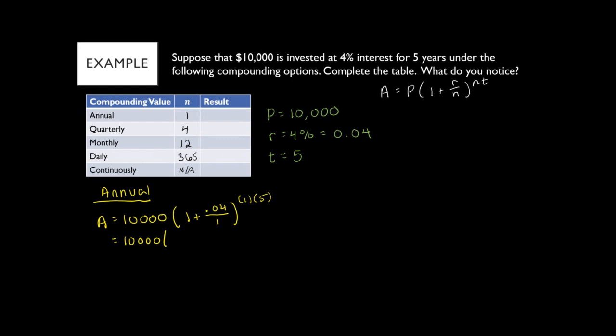0.04 divided by 1 is just 0.04. We're adding 1 to that, so you get 1.04 to the 5. And that's the compound interest formula that you were introduced to in week 1. So order of operations means we need to take 1.04 to the 5th power first, and then multiply it by 10,000.